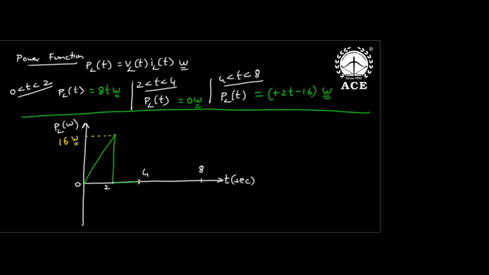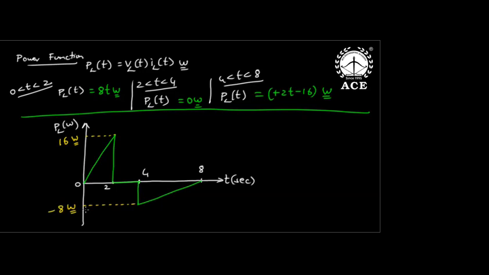Okay, now when I go from 4 to 8, it is 2t minus 16. Here also substitute t equal to 4 plus, like 4.00001. It is almost 8 minus 16, which is minus 8. It comes to minus 8. And at t equal to 8, 16 minus 16 is 0.